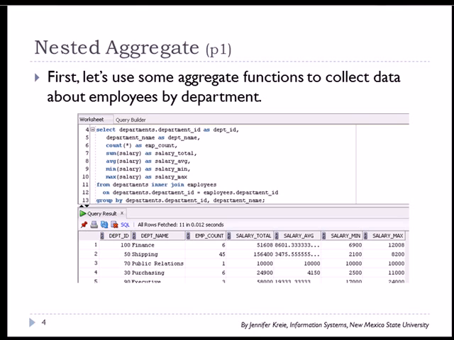We're going to look at some aggregate functions collecting data about employees by department. So looking at the SQL statement, we're looking at the department ID and the department name, and then we're counting the number of employees and looking at the sum of salaries, average salary, minimum salary, maximum salary. In each one of those I have assigned a column alias. We're working with the departments and the employees, and we're grouping by department ID and department name.